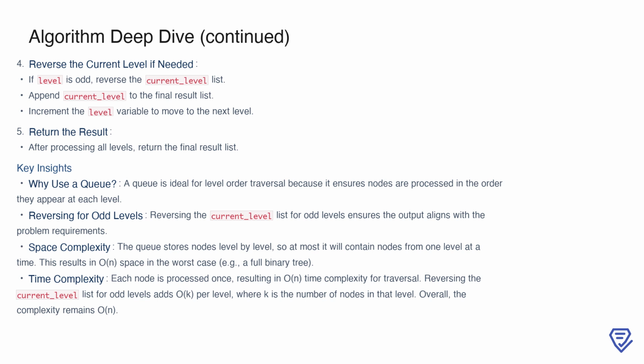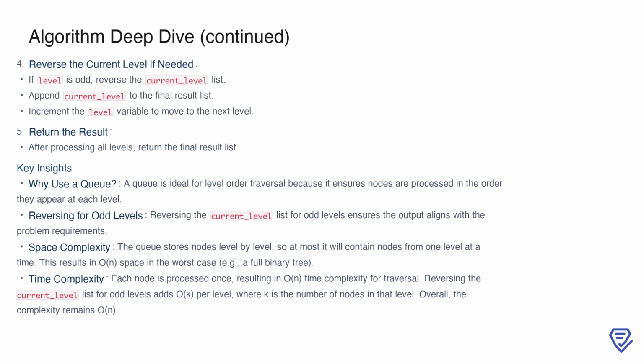Once all nodes for the current level are processed, we check if the level is odd. If it is, we reverse the current_level list to align with the zigzag pattern required by the problem. Regardless of whether it's reversed or not, we append the current_level list to the result list. Finally, we increment the level variable to move on to the next level. After processing all levels, we simply return the result list as the output.